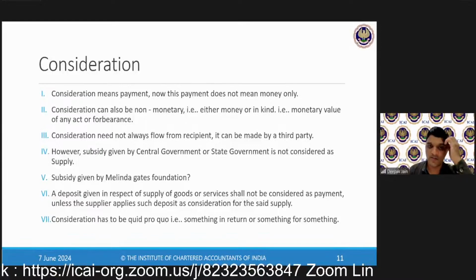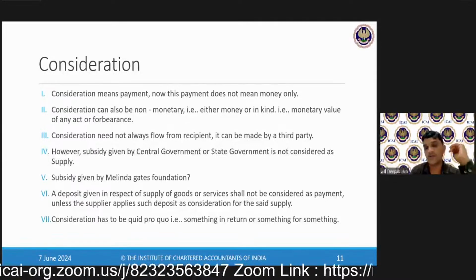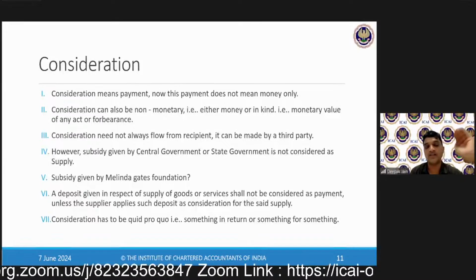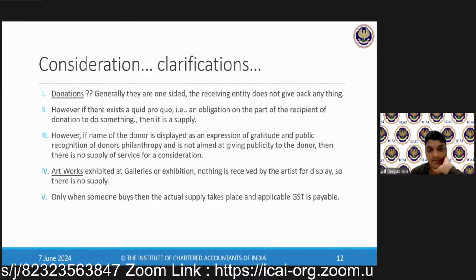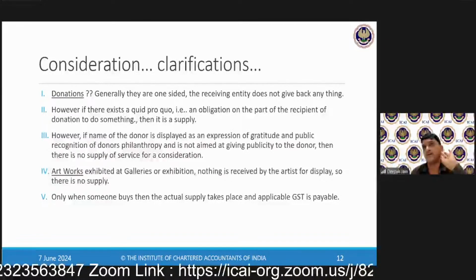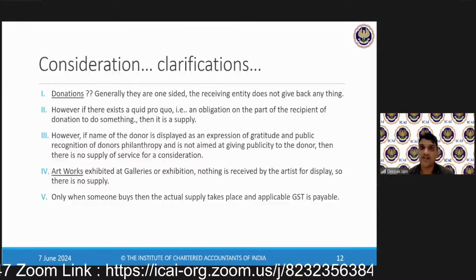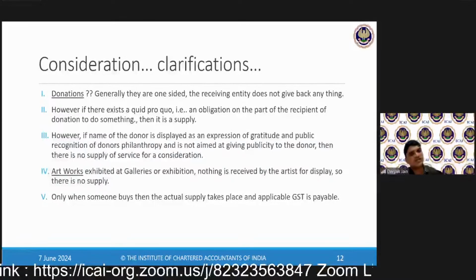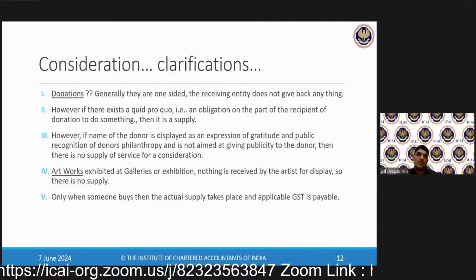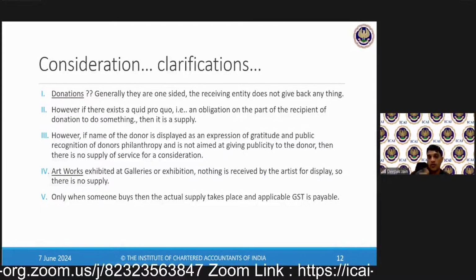Then consideration has to be quid pro quo. That is something in return, or something for something. There should be exchange. That is a consideration. Now, there are some special circulars which specify whether it is a consideration or not. Donations, right? Donations, do you think it is liable to GST? No, it is not liable to GST because it is not a quid pro quo consideration.